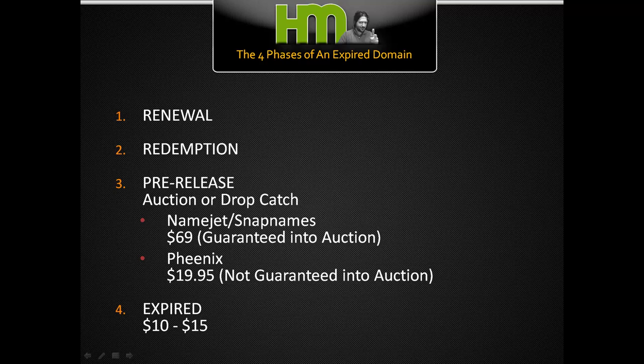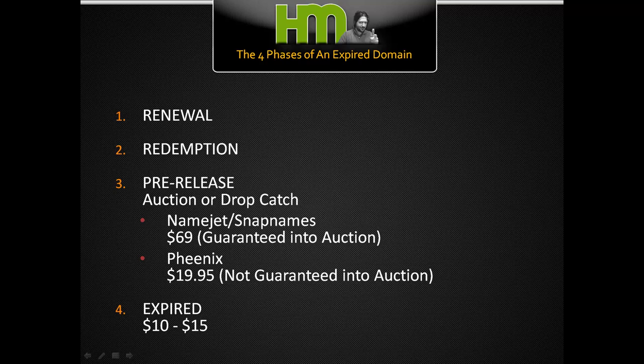Just remember that drop catch is basically the process of putting in a back order. And if you're the only one that put in the back order, you win the domain. If you did it on NameJet, you win it for $70. If you did it with Phoenix, you win it for $19.95. However, if you put in the back order and someone else back orders the domain as well, with NameJet, you're guaranteed to go into an auction with that person or the group of people that back ordered. Whereas with Phoenix, you do not get into an auction and you do not win the domain. So you have to choose for each domain. If it's a really, really good domain and you want to guarantee that you have a shot at auction, order it with NameJet. If you don't really care if you win it or not, just order it with Phoenix.